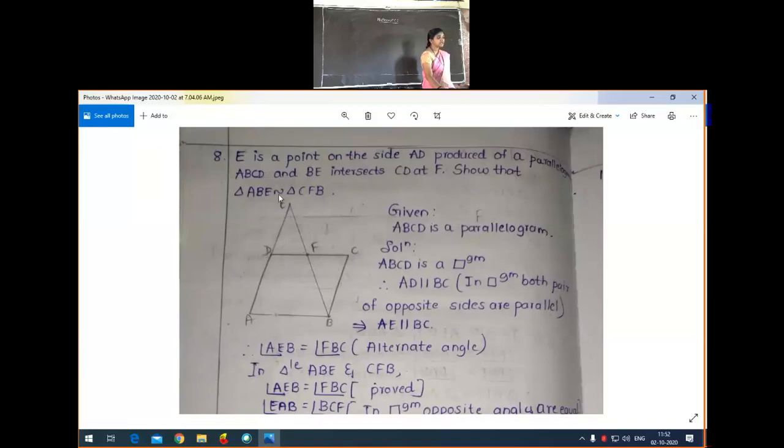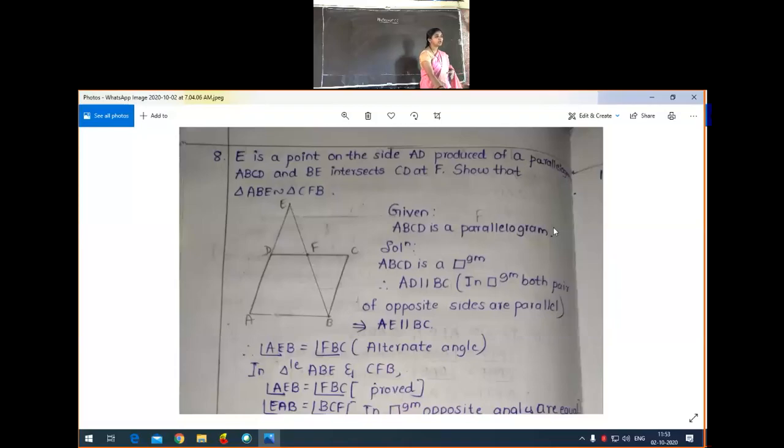ABCD is a parallelogram. Okay. Then this BE intersects CD. If this BE side intersects CD side at point F, show that this big triangle ABE is similar to this triangle CFB. So what is given here?